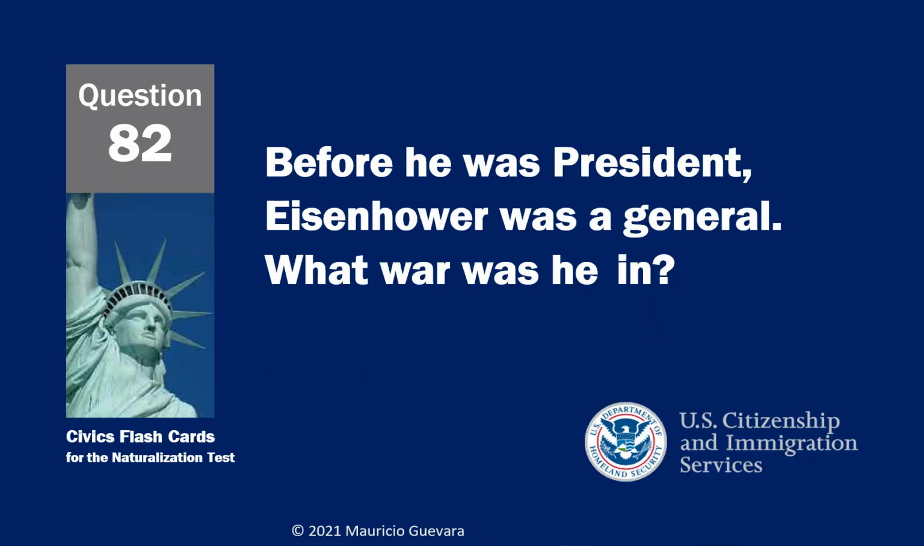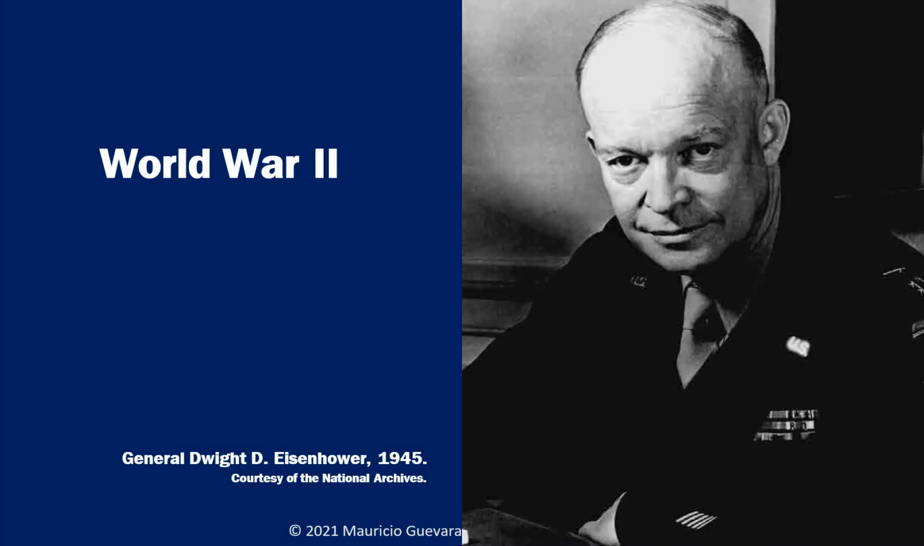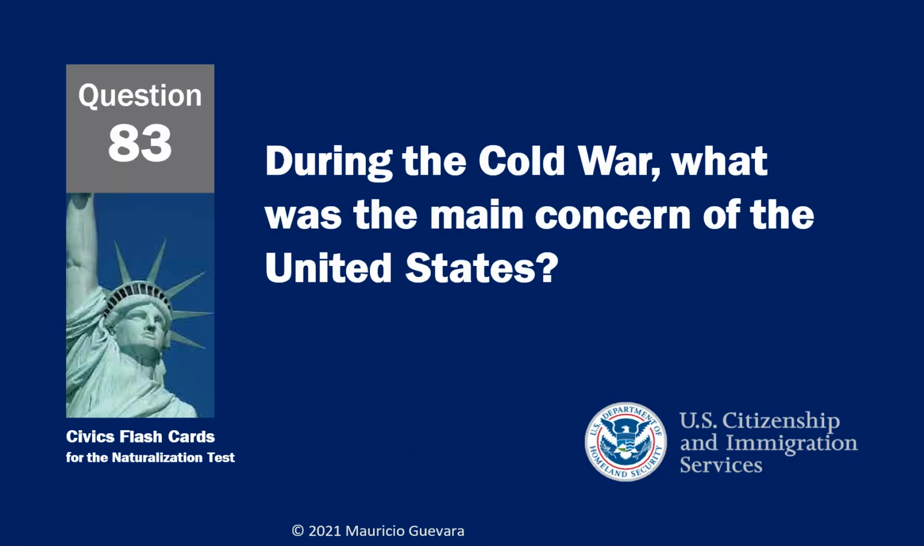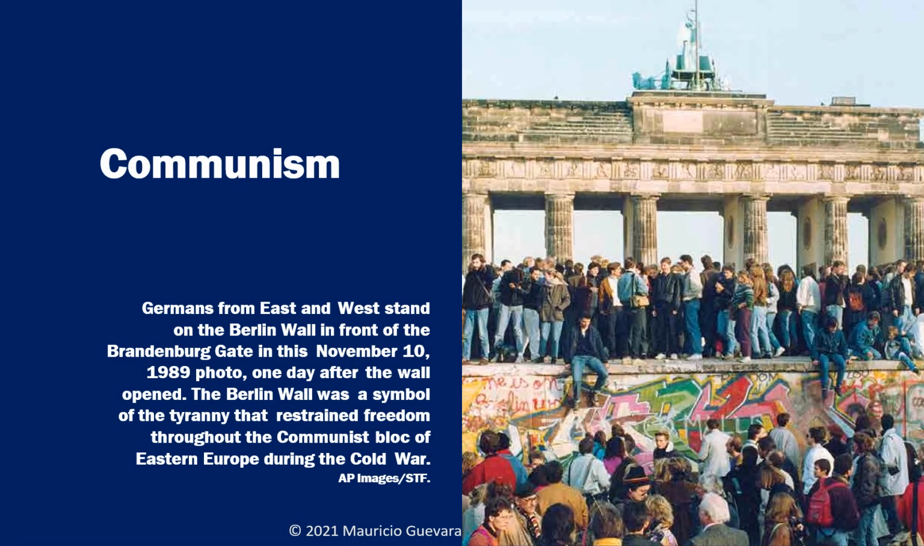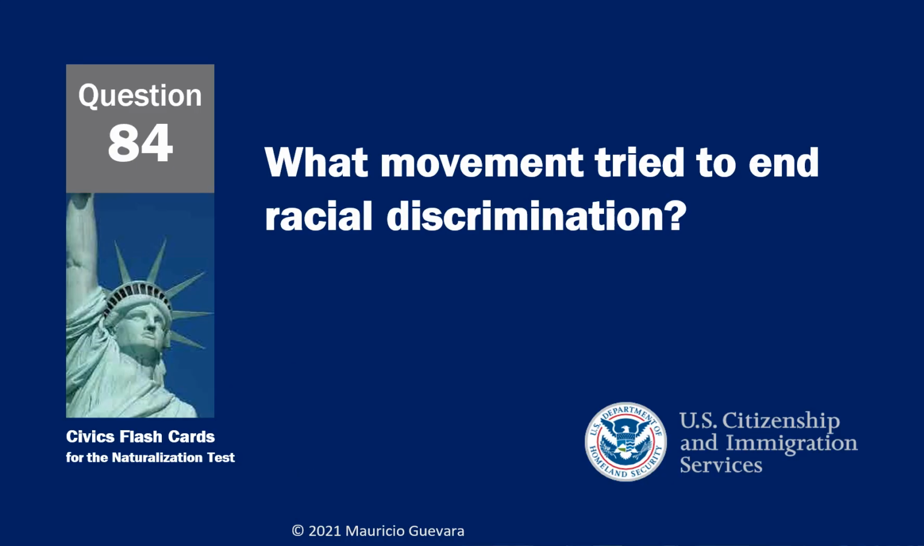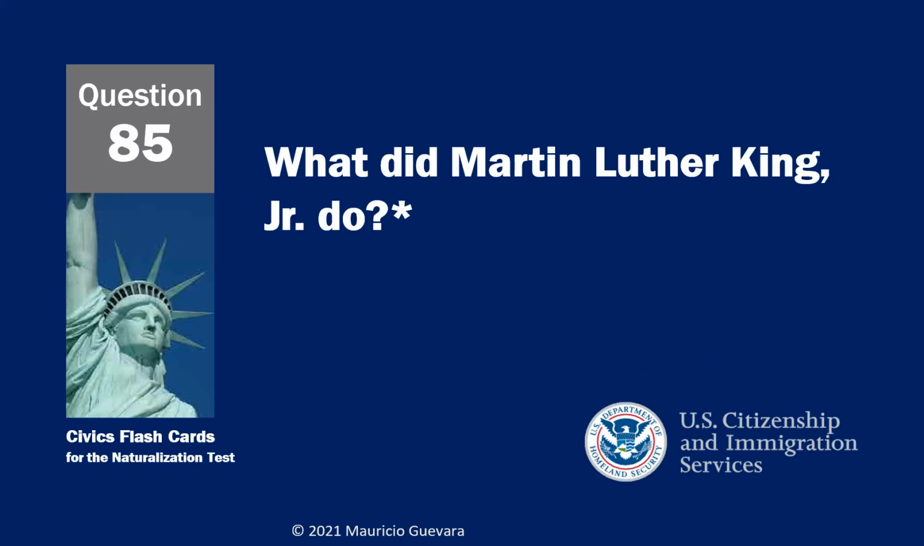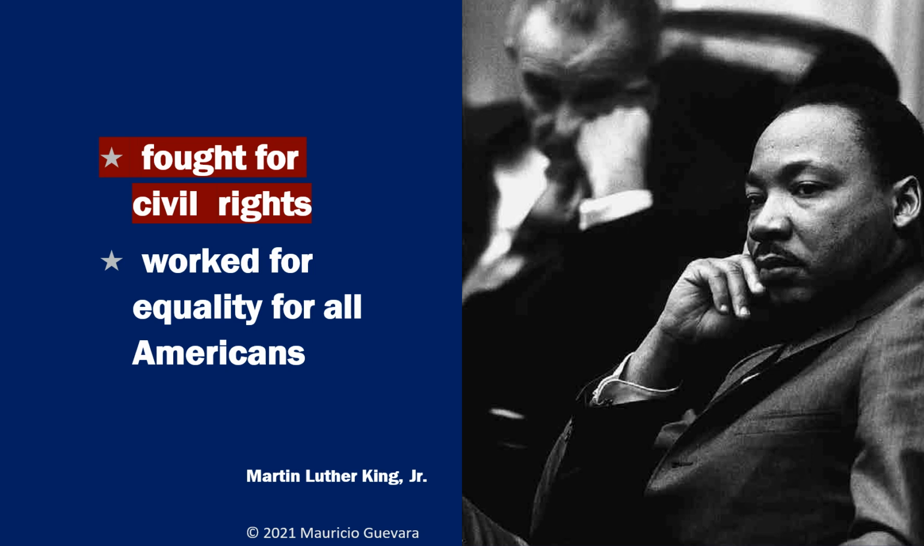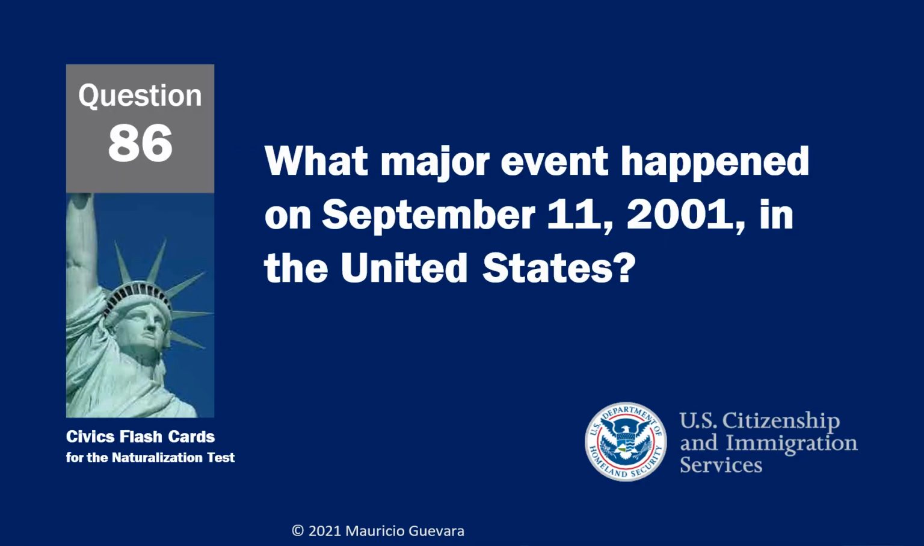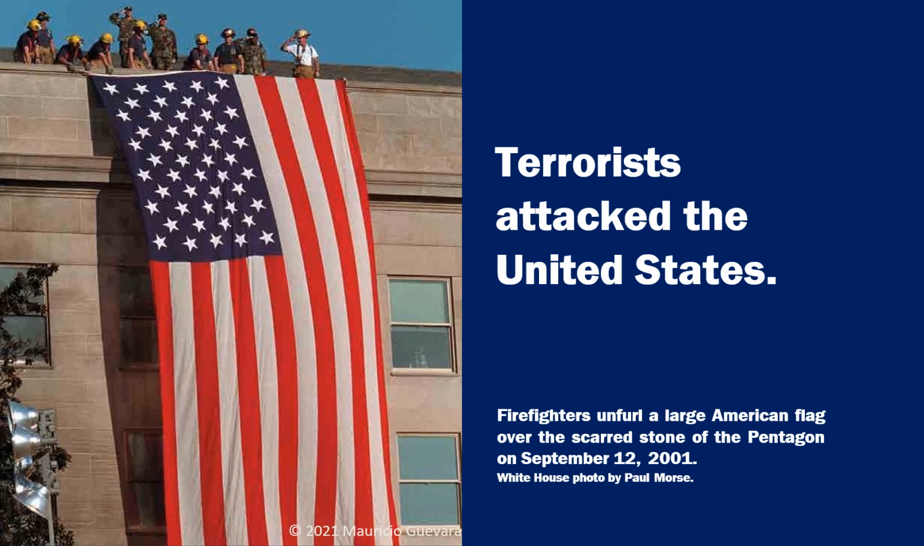Before he was president, Eisenhower was a general. What war was he in? World War II. During the Cold War, what was the main concern of the United States? Communism. What movement tried to end racial discrimination? Civil rights movement. What did Martin Luther King Jr. do? Fought for civil rights. What major event happened on September 11, 2001 in the United States? Terrorists attacked the United States.